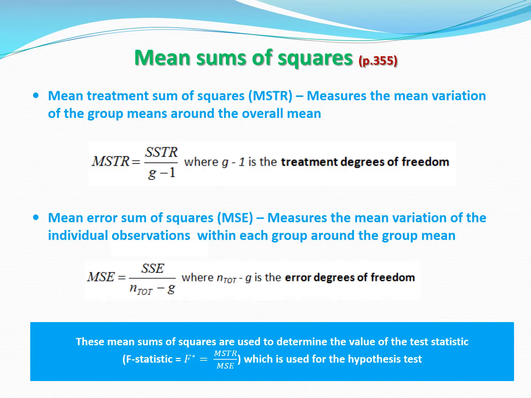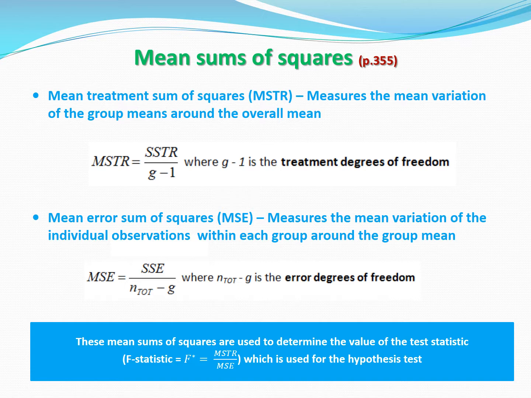These three sum of square measures lead us to the mean sum of squares, which measures the mean variation. The first one is MSTR, which is the mean treatment sum of squares, and this value measures the mean variation of the group means around the overall mean. If you look at the formula for MSTR, you take your treatment sum of squares and you divide it by the treatment degrees of freedom, which is given by G minus 1.